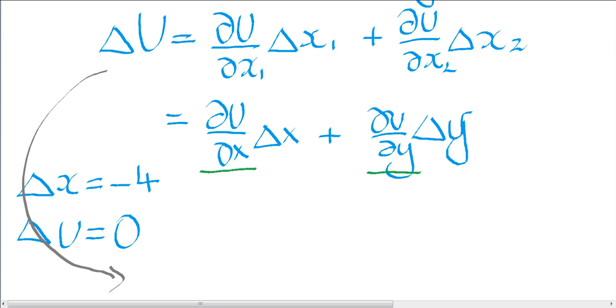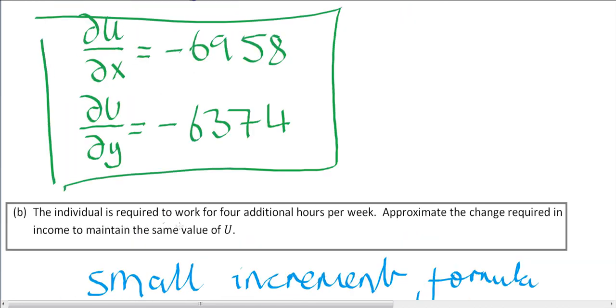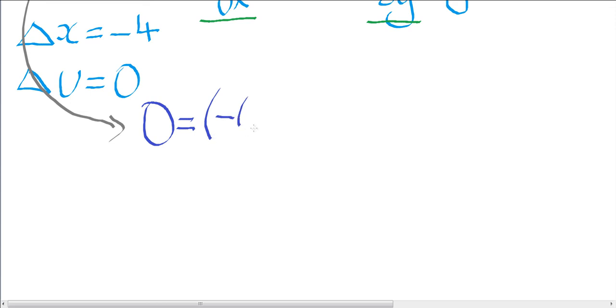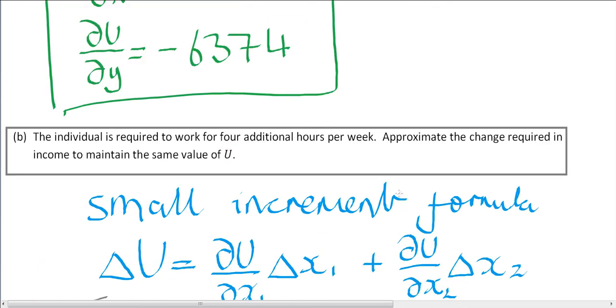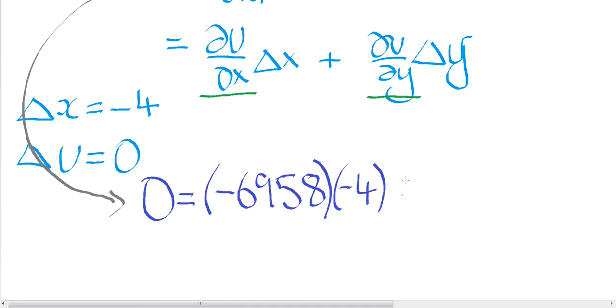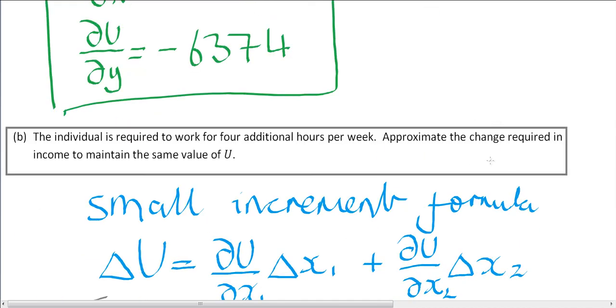So as we said, that's 0 equals the first partial derivative. The number was minus 6958. Okay, so minus 6958 by the change in x, which is minus 4. Plus del u del y, what was that? That was minus 6374. Minus 6374, and I have not been given the change in income, because that's what I was asked. Approximate the required change in income, or the change required in income.